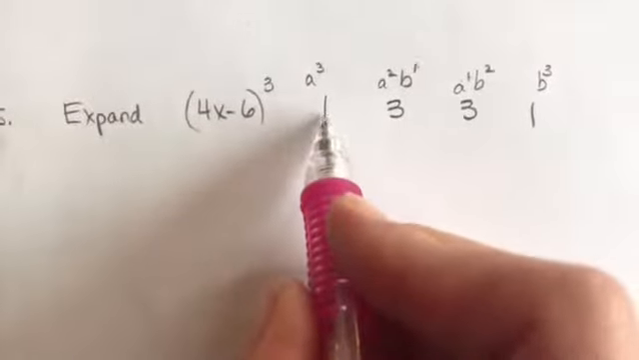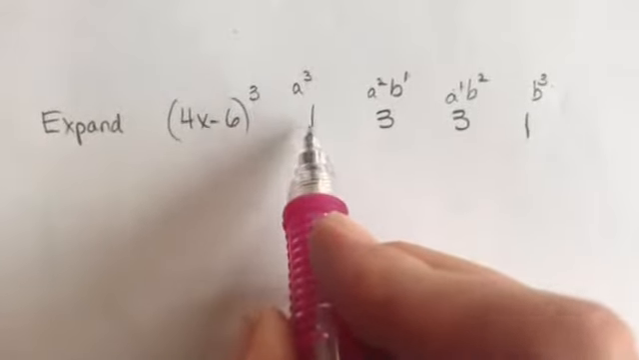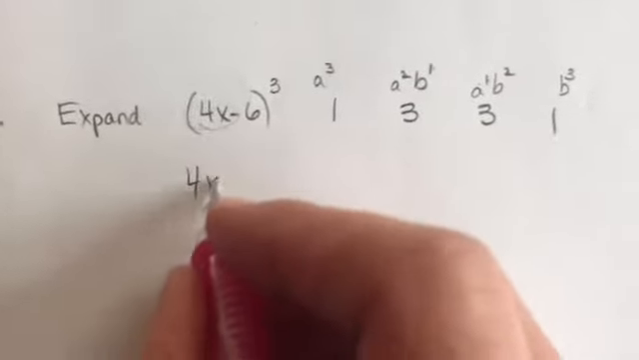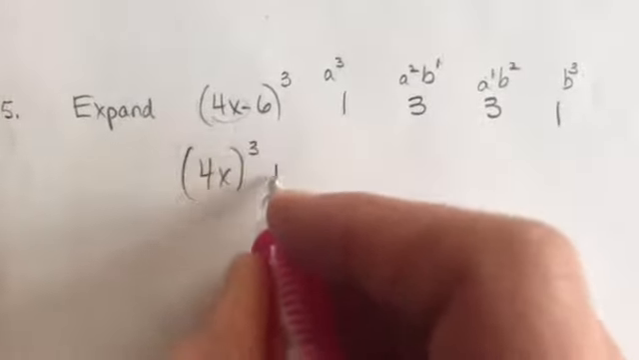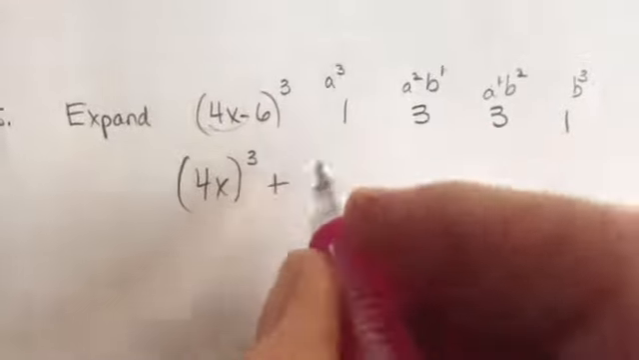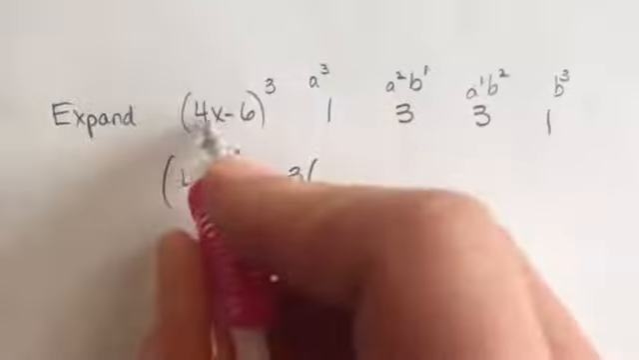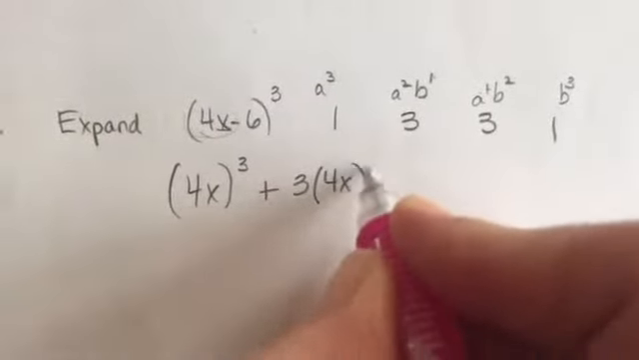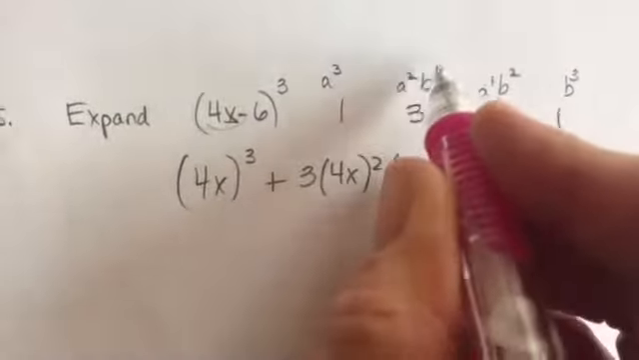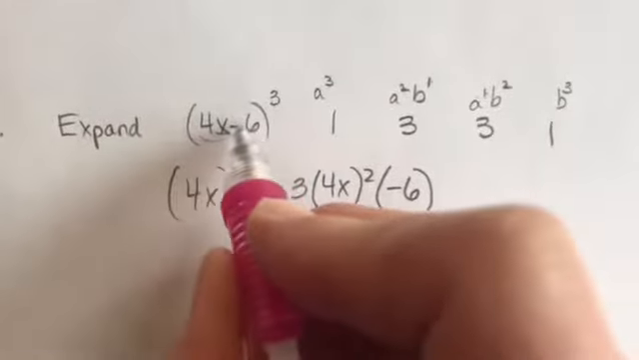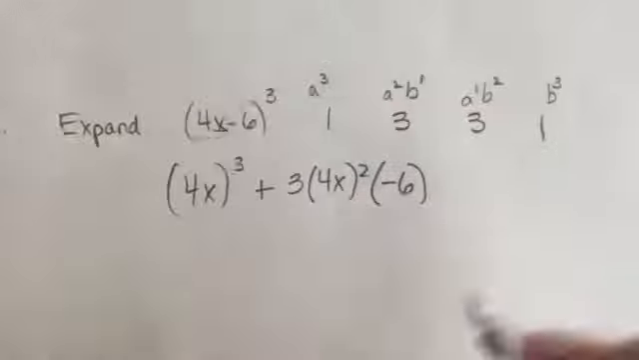So this says take my first term. Your coefficient is going to be a 1, so I don't even really care about it, but I'm going to take my first term, which is a 4x, and I'm going to take it to the third power. Then I'm going to start my second term with a 3. I'm going to take my first term and square it. My first term is a 4x. I'm going to square it. Take my second term to the first power. Now be careful, it's not just a 6, it is a negative 6, so be careful right there.